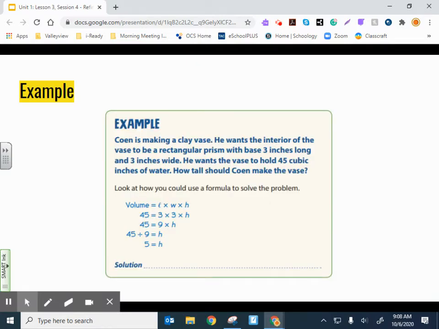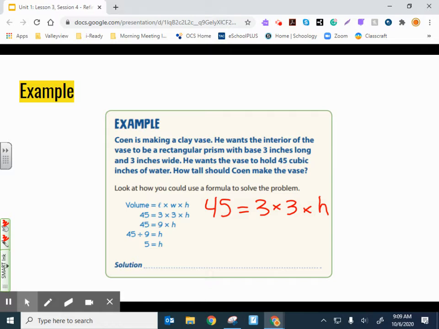All right, so we have an example up front. It's solved for us, but I just wanted to point out what they're trying to teach you here. Cohen's making a clay vase, or vase, whichever way you want to say it. It gives the total volume as 45 cubic inches. The thing with this question is it gives us the volume first, and then it only gives us two of the measurements.